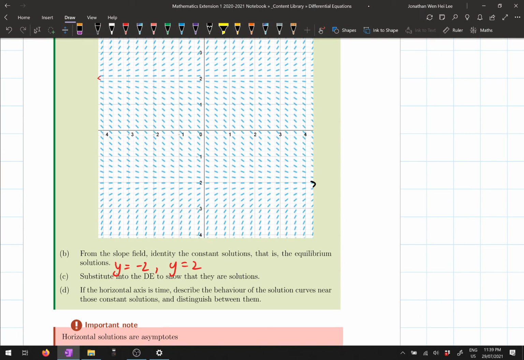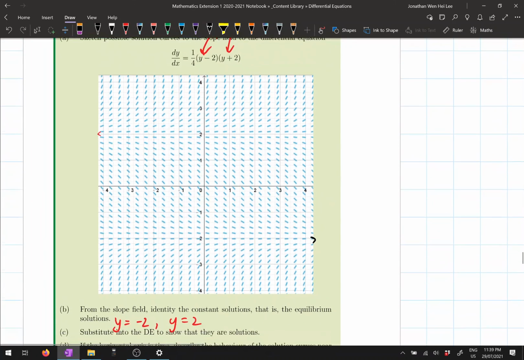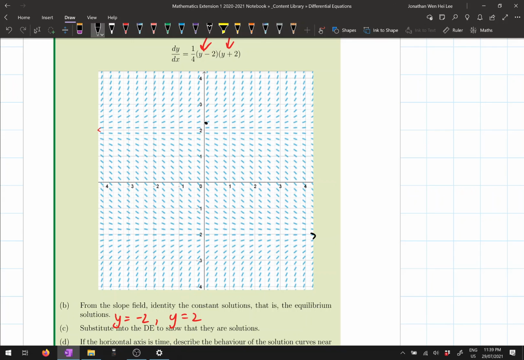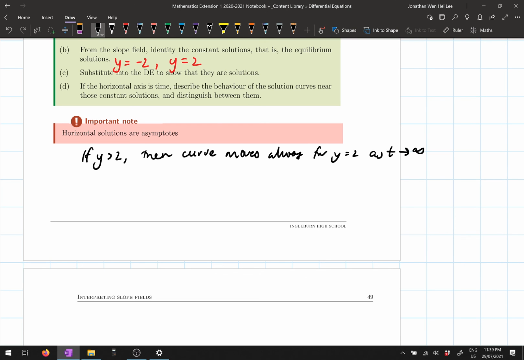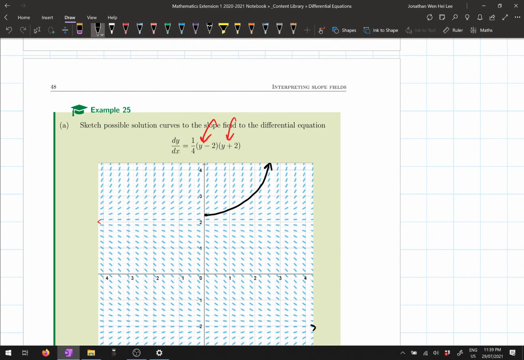So what you actually notice here is that you've got three groups of solutions. The first one is if your y value is greater than 2. If your y value is greater than 2, you start close to 2, or start from wherever, and you just move away from 2. So if y is greater than 2, this curve moves away from y is equal to 2 as time goes to infinity. If you have a y value above 2, it just moves away.